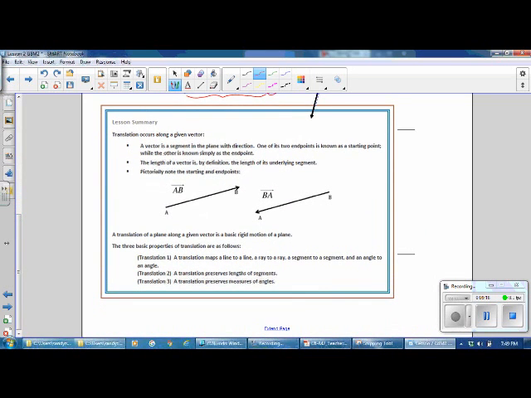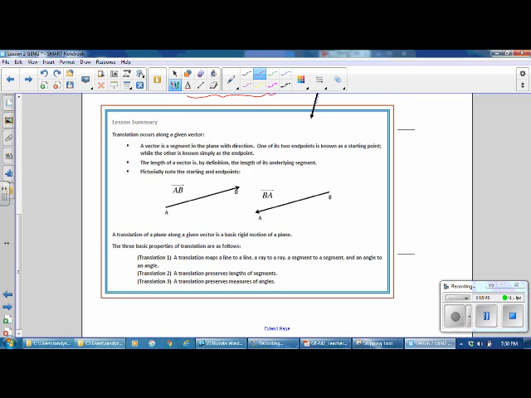In this lesson, you have learned a translation occurs along a given vector. A vector is a segment in the plane with direction. One of its two endpoints is known as a starting point, while the other is simply known as the end point. The length of a vector is, by definition, the length of its underlying segment. Pictorially, note the starting and end points. A translation of a plane along a given vector is a basic rigid motion of a plane.